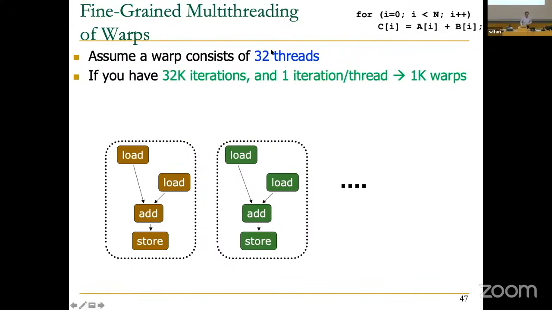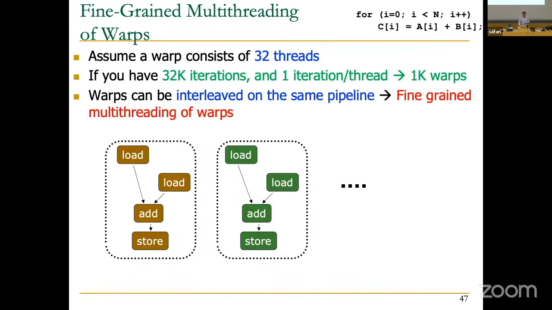A warp consists of 32 threads. Assume that we have 32,000 iterations in this code, and we do one iteration per thread. That means we have 1,000 warps. Each of these 1,000 warps executes 32 threads, and each of them is at the same program counter at a given point. So these warps can be interleaved on the same pipeline. You can actually do fine-grained multi-threading of warps. I'm going to show you an example.